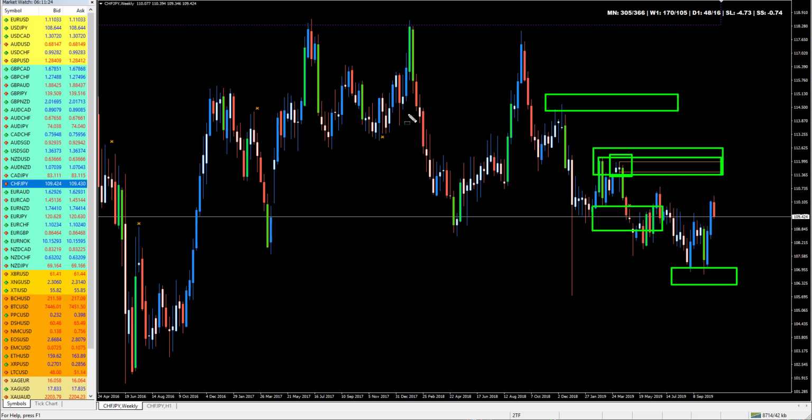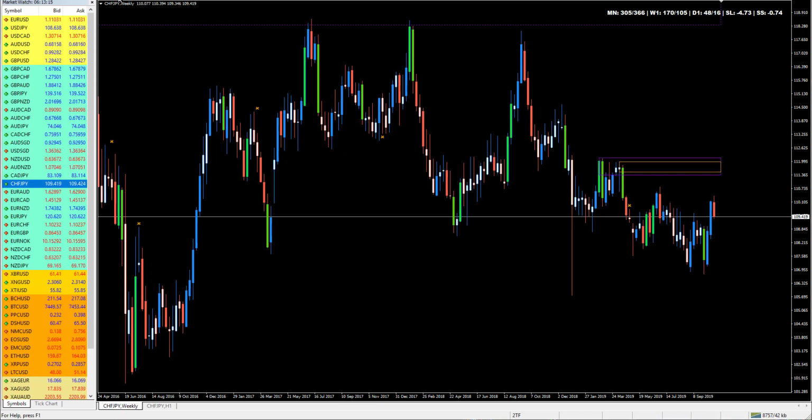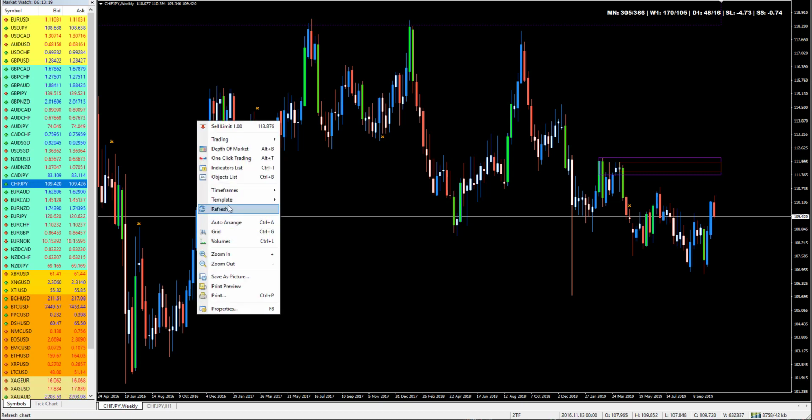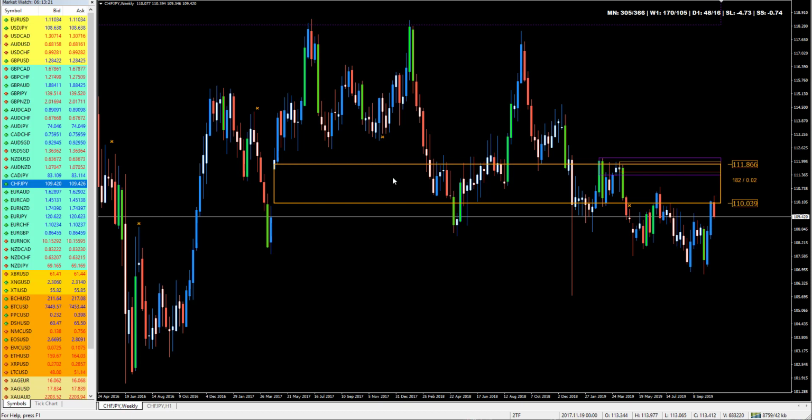Okay, so we had this area of demand here. I'm going to use my rectangle drawing tool here. It's better. So we had this area here. Okay, and this area has been violated, it's been consumed. And so you ask yourself what area of supply managed to move through that? What's the origin of the move that moved through this demand? The origin of the move is here. Okay, so you have to focus on the origin of the move.